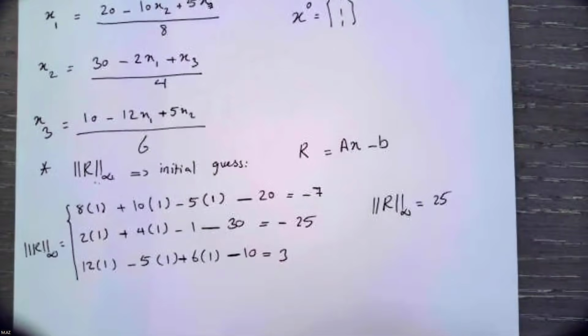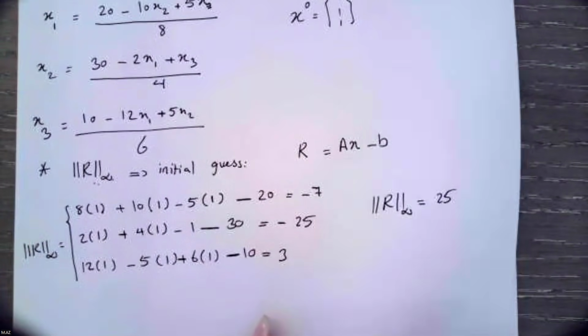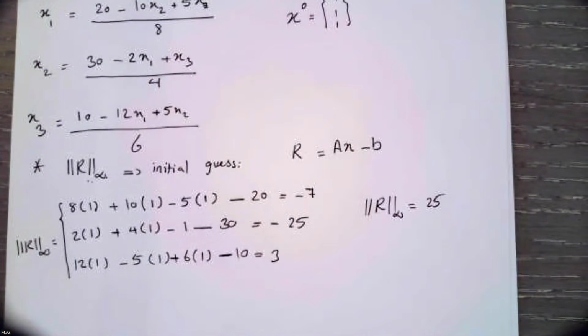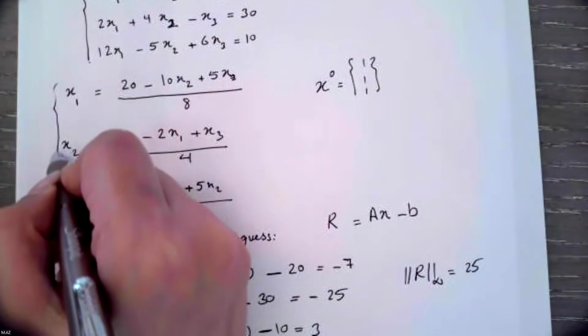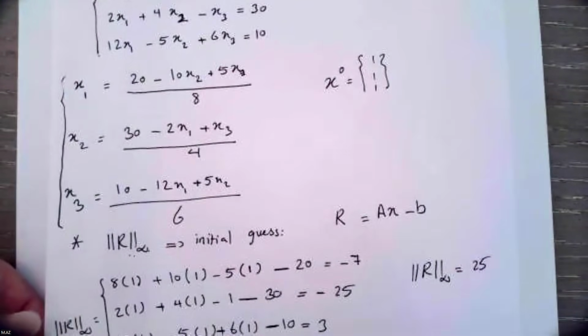Okay, again, this is the extra parts. Now look at the problems. For part A, we should find the value of the element x of 1 after one iteration. We are working on these three equations to find the value of the x of 1.